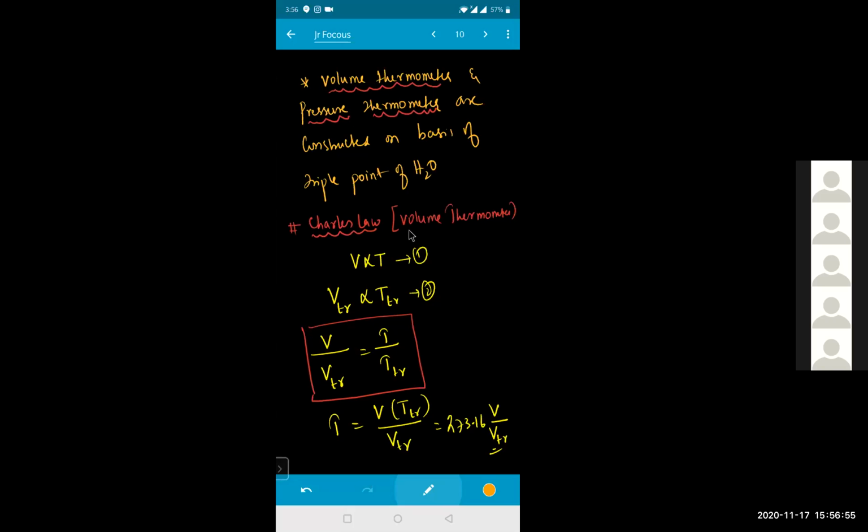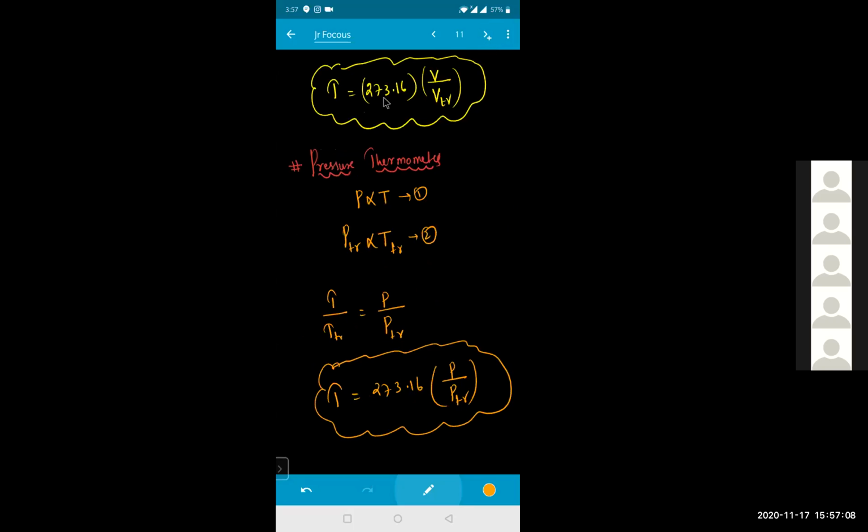The first one is known as the volume thermometer. It is based upon Charles's law, which says that volume is directly proportional to temperature. So the volume at the triple point is directly proportional to the temperature at the triple point. Take the ratio of both and simplify, and we get the relation T is equal to 273.16 V by V triple point. For the pressure thermometer, P is directly proportional to temperature, keeping volume constant. So what becomes constant here? Volume is constant. The pressure at the triple point is directly proportional to the temperature at the triple point. Take the ratio of both. This is again a formula which you need to remember for your exams.